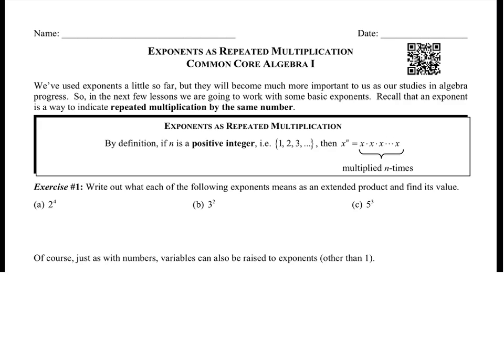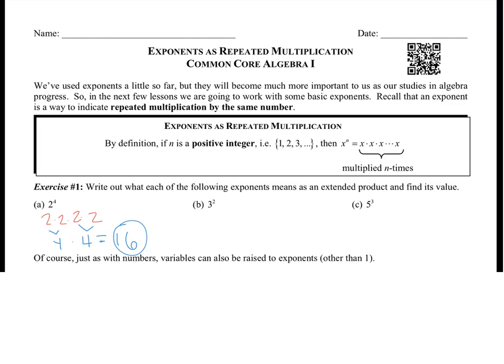So remember that an exponent is a way to indicate repeated multiplication by the same number. For example, if n is a positive integer, then x to the n power would be x times itself however many times. So write out each of the following as an extended product and find its value. For letter A, it would be 2 times itself 4 times. Well, 2 times 2 is 4, 2 times 2 is 4, so 4 times 4 equals 16.